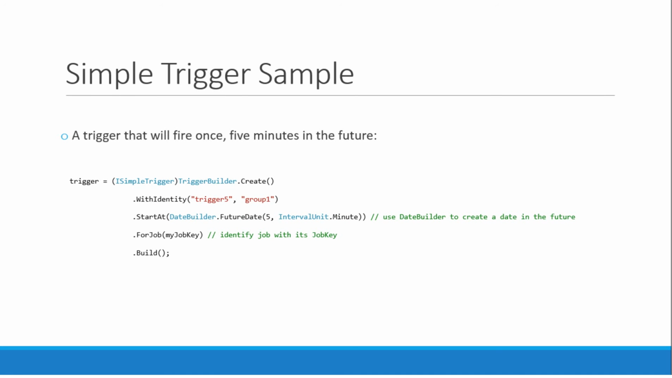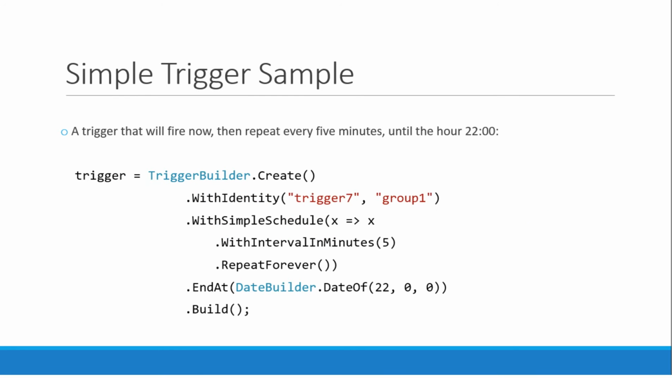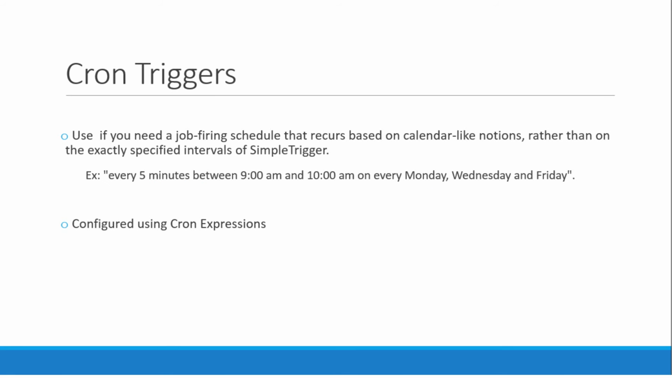And this is another example. Here we can give the start time in the future as well. We can play around with these triggers, and there are many possible things you can do with this. In this instance, it will start now, because as you can see it has not specified a start time. If you don't do that, it will assume that you want to start now, and with intervals of 5 minutes it will go on forever until 22, that is 10 p.m.